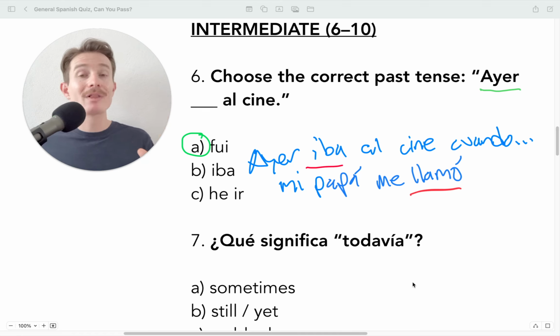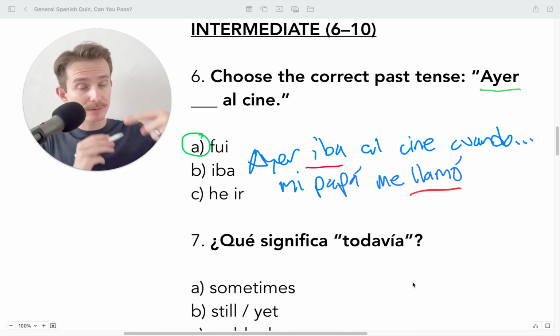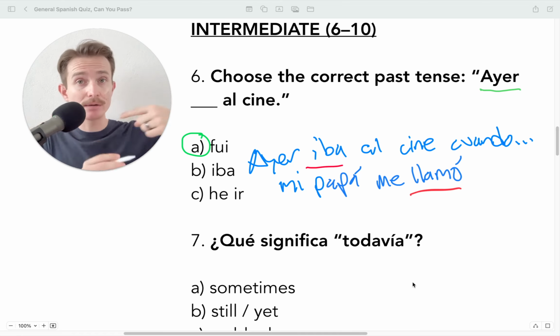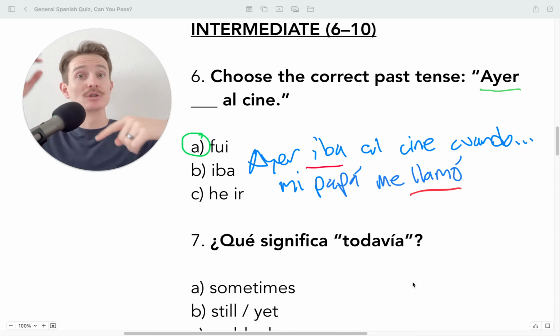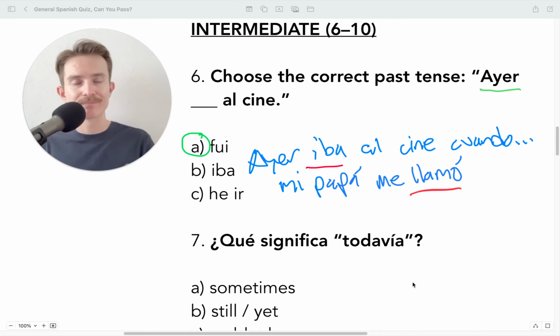It's very normal that in Spanish we'll have the imperfect tense going on, and then it will get interrupted by the preterite. So yesterday I was going to the movie theater when my dad called me. In that situation, we could use the imperfect. Okay, but in this case, ayer fui al cine would be the correct answer.